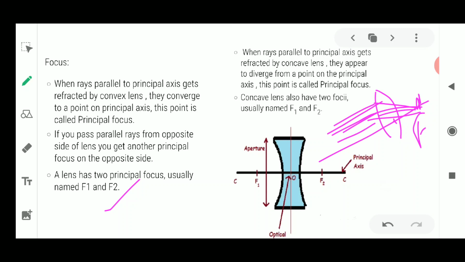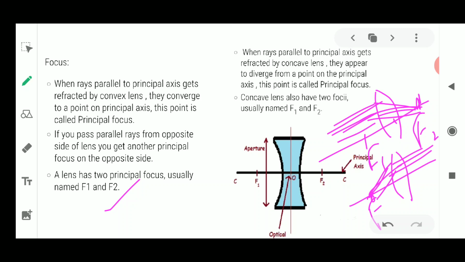Okay, again, the incident ray of light could come from the right side also, so it is going to be refracted and converged at one point, that will be known as the focus. So there are two focuses present, F1 and F2, in each and every lens, whether it is a concave or a convex lens.